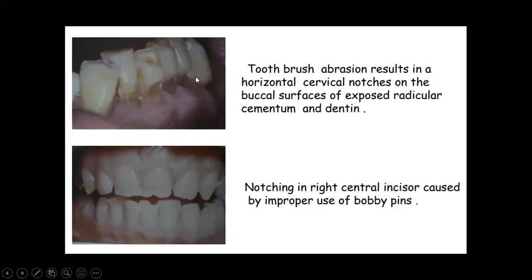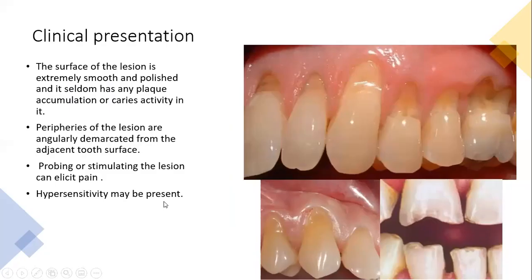So here you can see toothbrush abrasion. It resulted in horizontal cervical notches on the buccal surface, and even the radicular dentin and the cementum is exposed. In the second picture, you can see notching in the right central incisor caused by improper use of bobby pins.